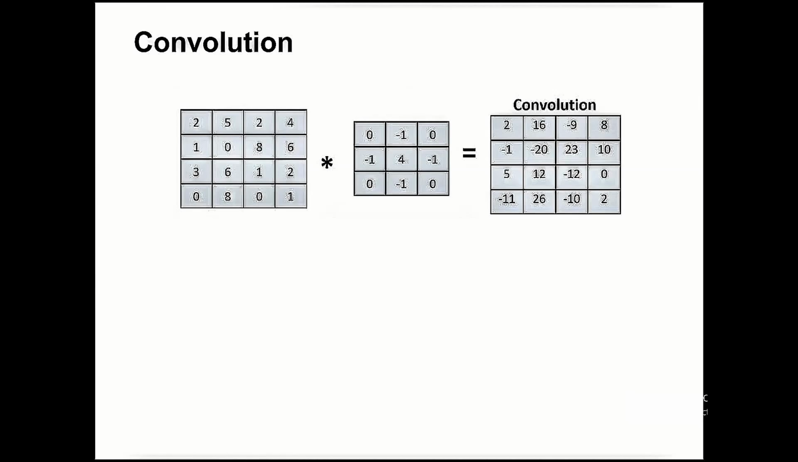Is this clear? So I think this is what convolution is for us, and I think this is easy, right?